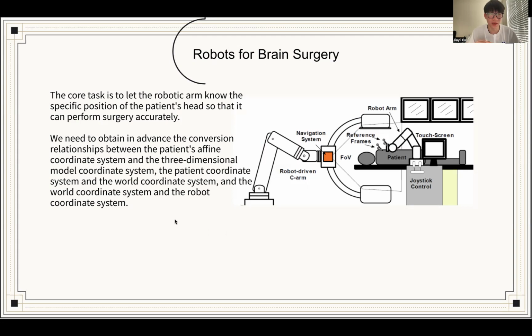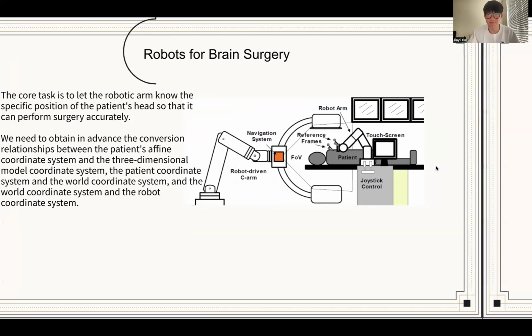So firstly, we need to obtain in advance the conversion relationships between the patient's affine coordinate system and the three-dimensional model coordinate system, the patient coordinate system and the world coordinate system, and the world coordinate system and the robotic coordinate system. After these three relationships, we will understand the correspondence between the robot coordinate system and our model coordinate system, and these two will help us finally deliver the surgery.